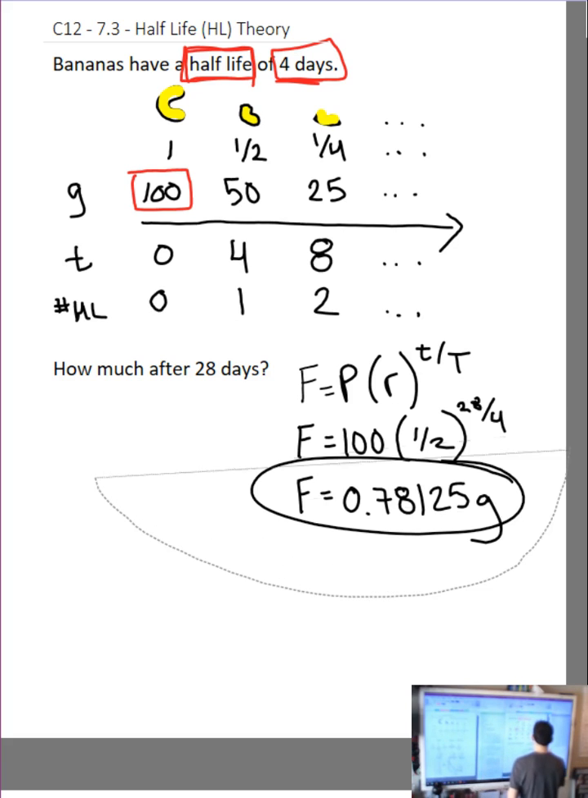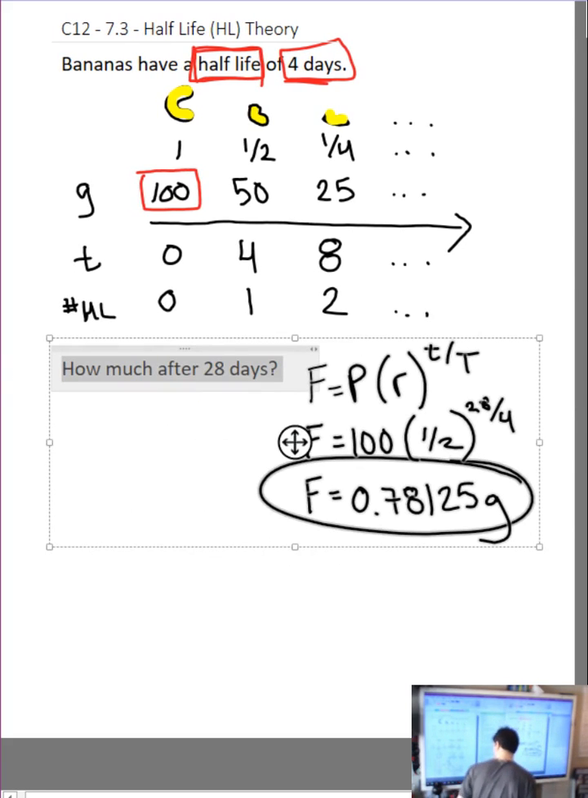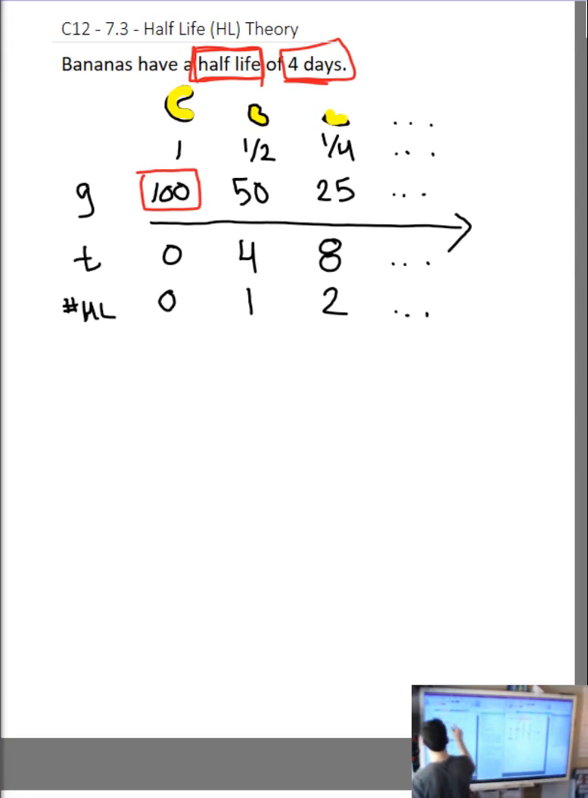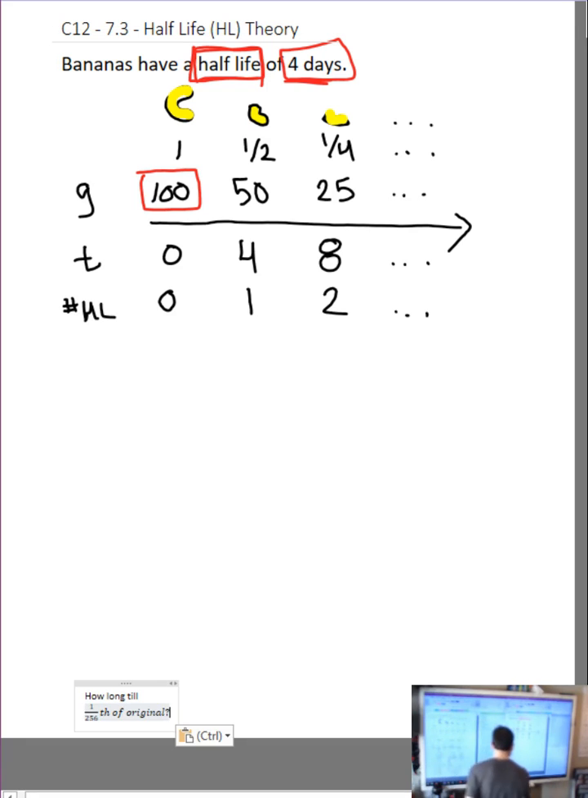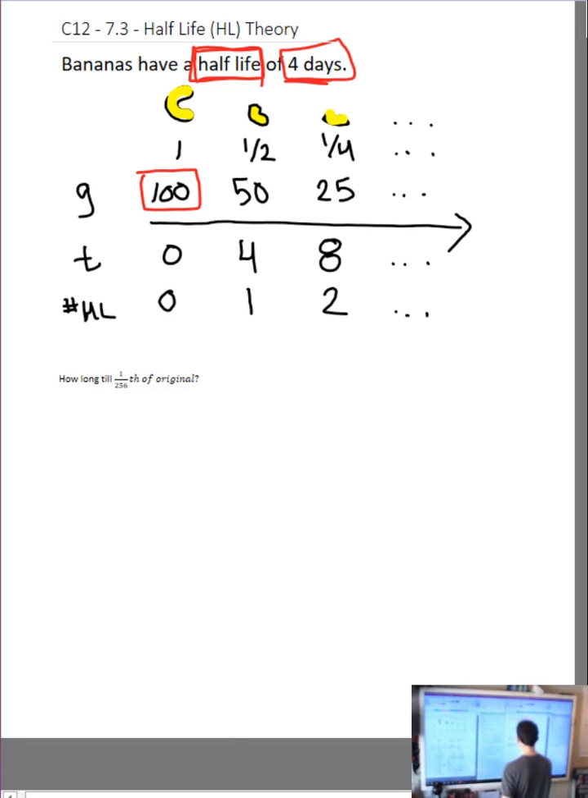Let's take a look at another question that we could be asked. So, for example, how long until we are 1/256th of what we started at?